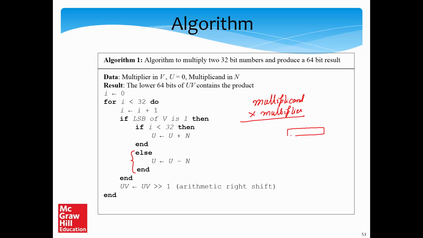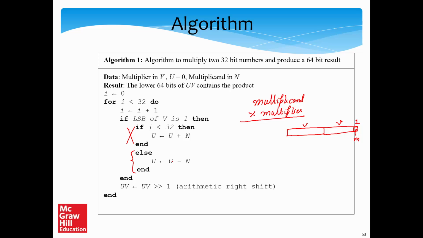LSB of V basically means that in the last iteration, if I consider the register pair U and V, only the last one bit of the multiplier will be left, which will be its MSB. If the multiplier is negative, then the MSB will be 1. So in this case, we don't follow this part of the if statement, but we come here, and instead of adding the multiplicand to the partial product, we subtract the multiplicand from the partial product. That's all that we do. And we do one more shift and we are done.